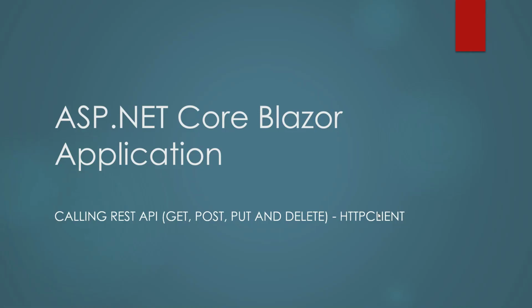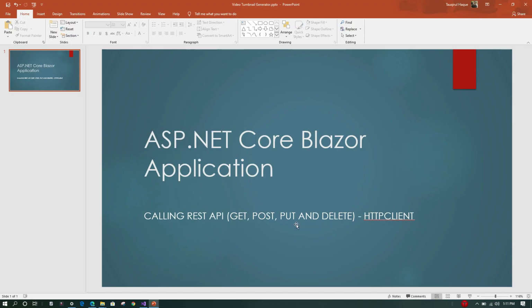So in this video we'll talk about how to call REST APIs in Blazor application. Okay, and we will be calling get, post, put and delete APIs using HTTP client. Okay, so in order to call this API we would require an API server.